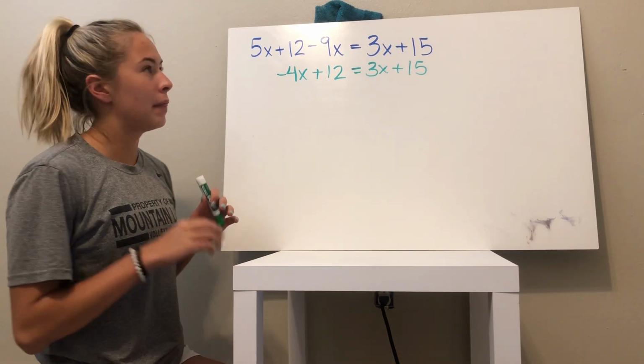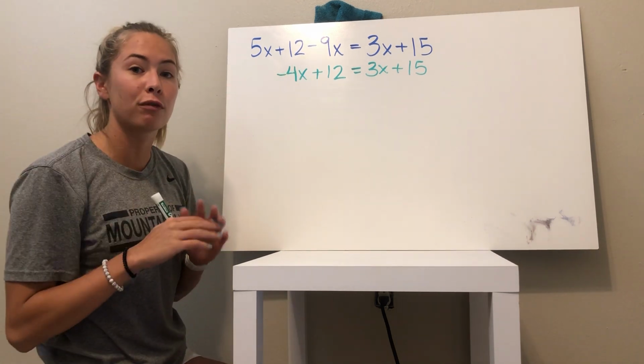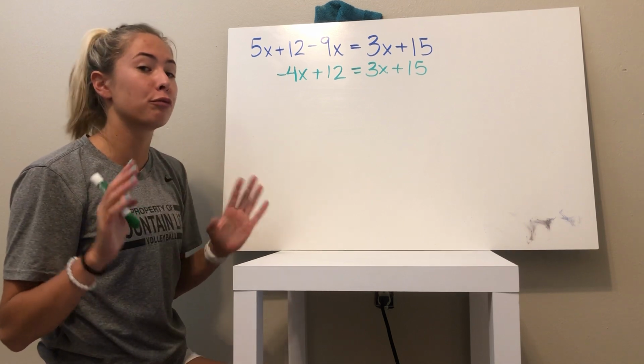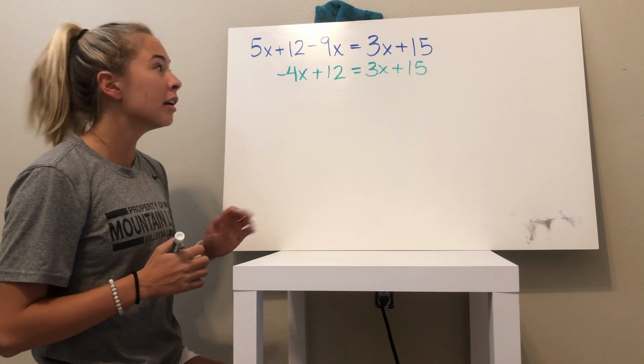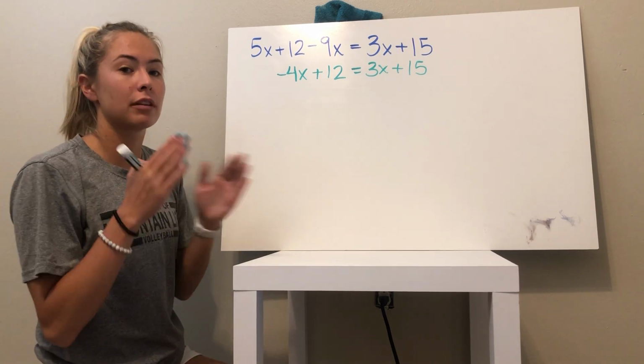So that's the first thing I'll tell you guys: if you notice that you can combine like terms before adding, subtracting, multiplying, or dividing, then go ahead and combine like terms. You always want to do that so you have the simplest form on each side of the equal sign.